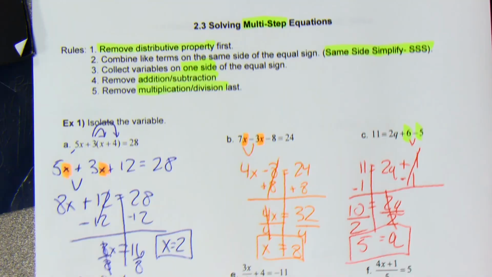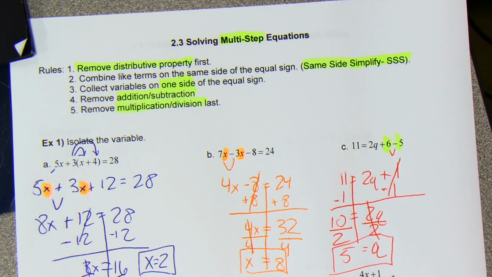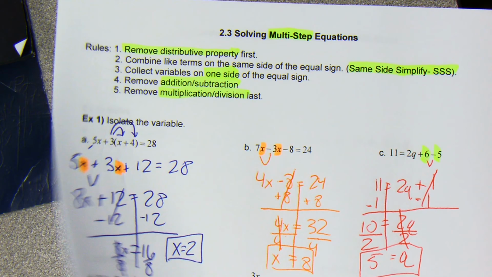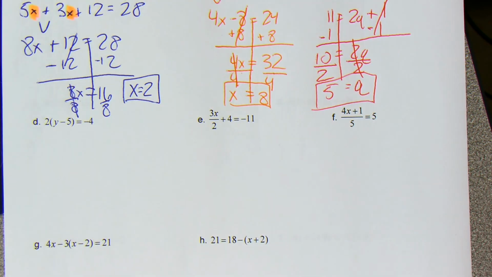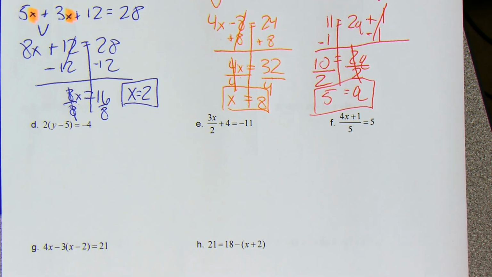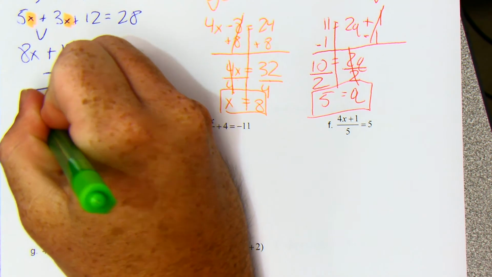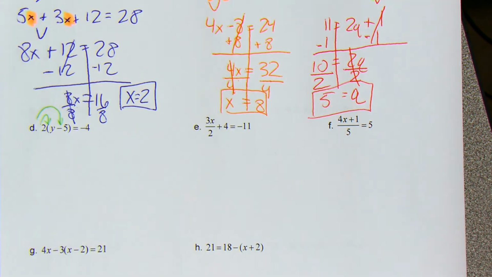So up at the top here, I have my rules. The first one is to remove distributive property first. So I'm going to look back at my problem and see if there is any distributive property. I do see distributive property. I see that there is a 2 outside of these parentheses, and I know that anytime there's a number outside of parentheses, I need to distribute that number into everything in the parentheses. So that is what I'm going to do first.